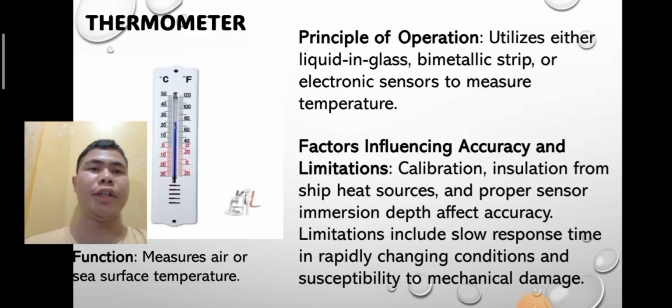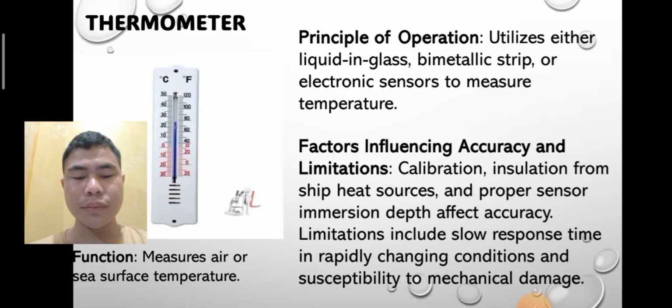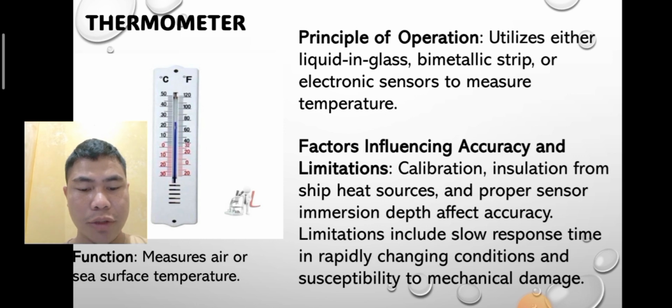Next, we have the thermometer. A thermometer is an instrument that measures temperature. It can measure the temperature of a solid such as food, a liquid such as water, or a gas such as air. The three most common units of measurement for temperature are Celsius, Fahrenheit, and Kelvin.